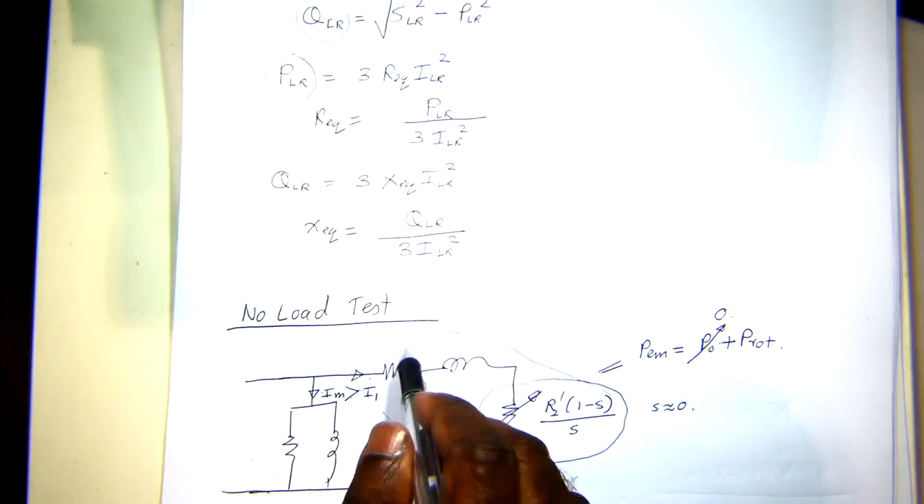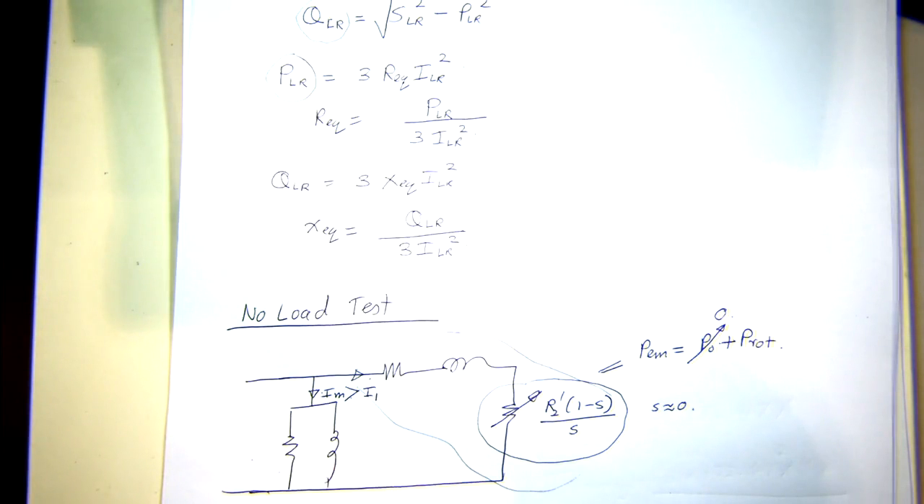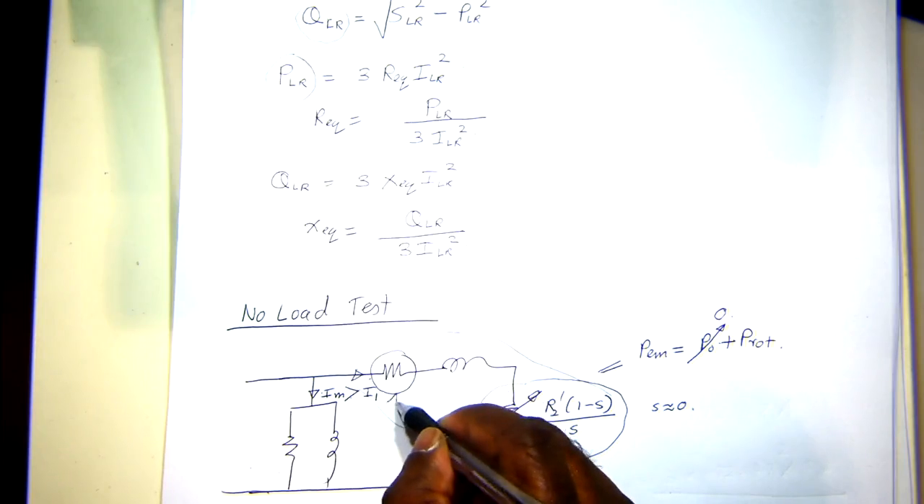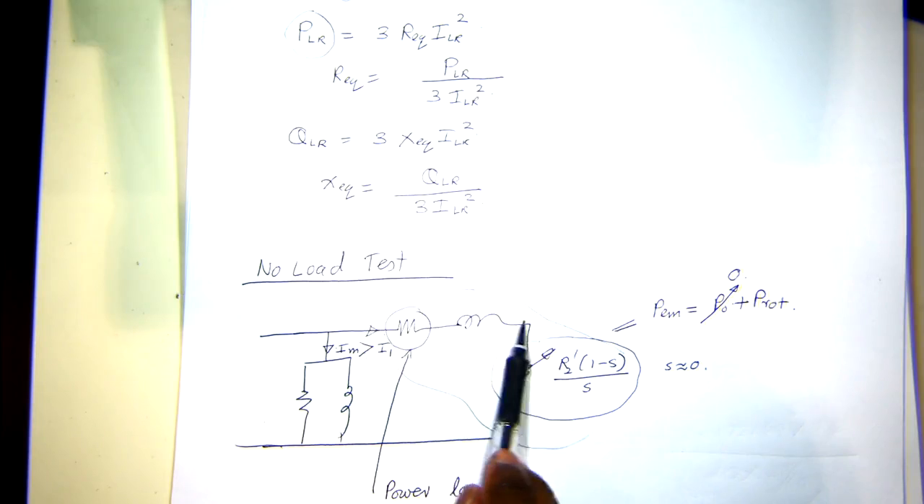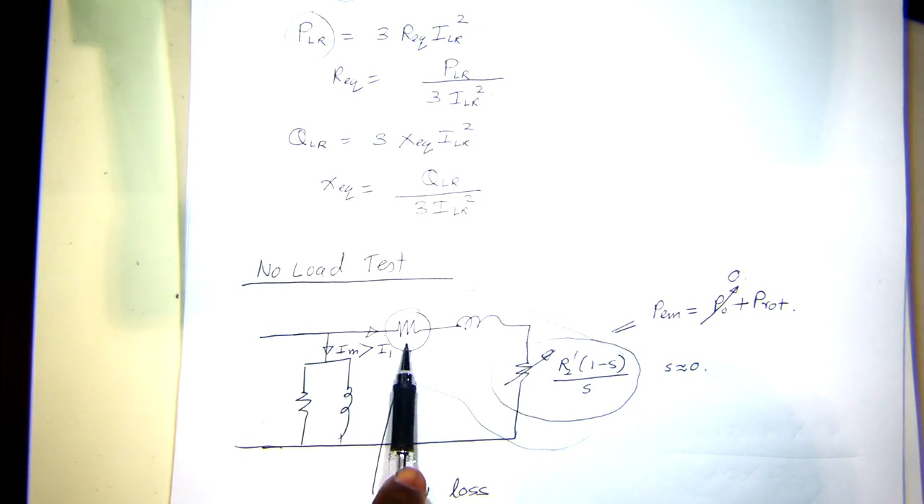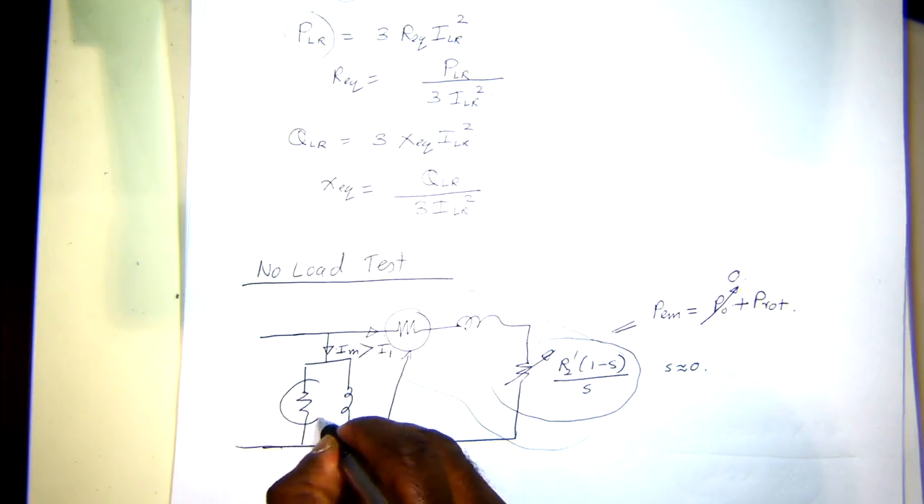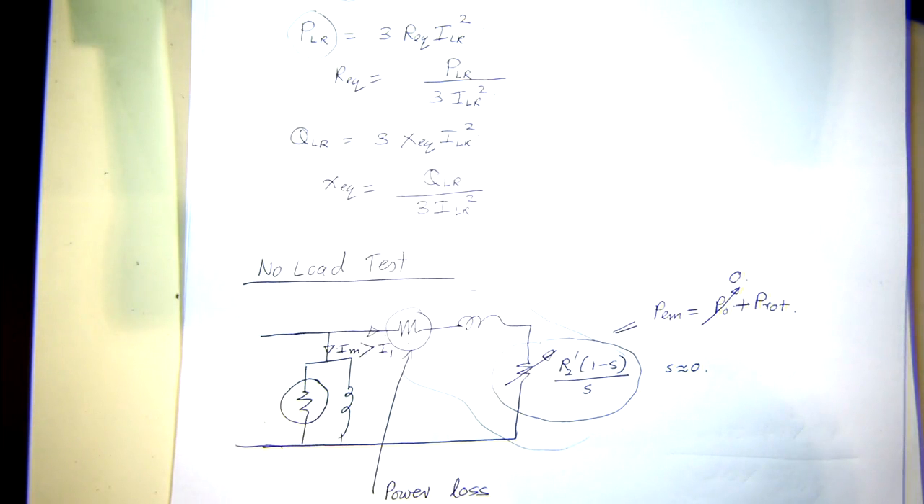So then we can assume that the power loss in this element is negligible, because the current in this branch is small. This will be really small, but then you'll have a certain amount of power being consumed in this element. So you'll have some real power consumed in this element. That's the core losses.